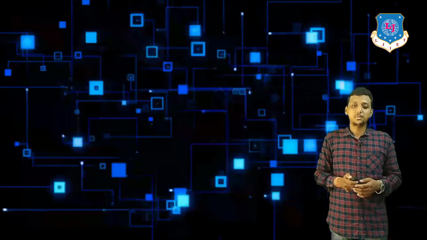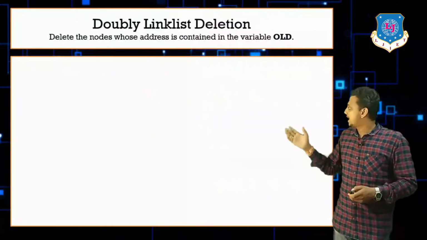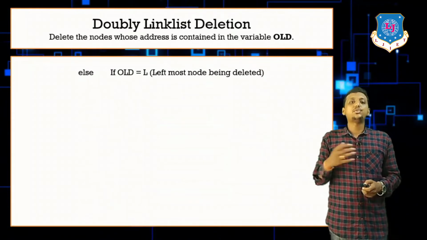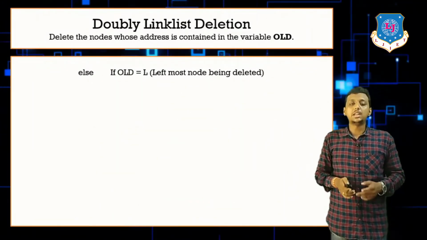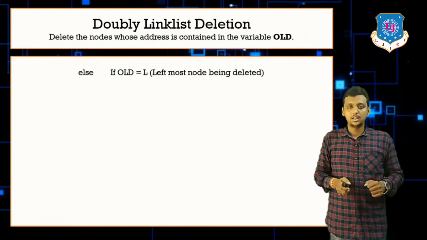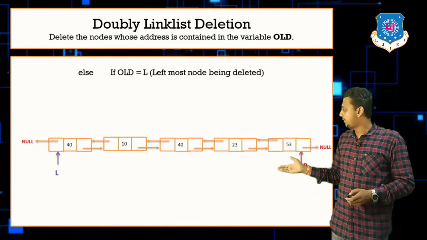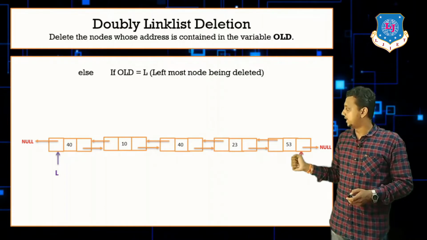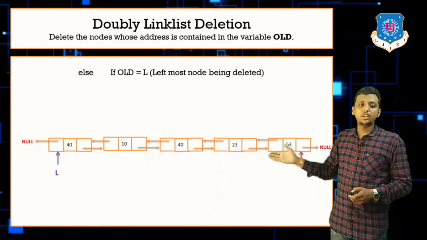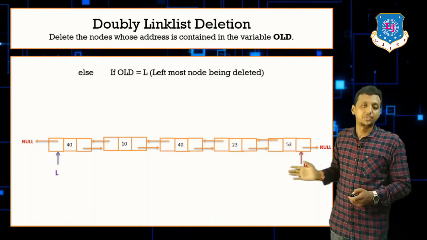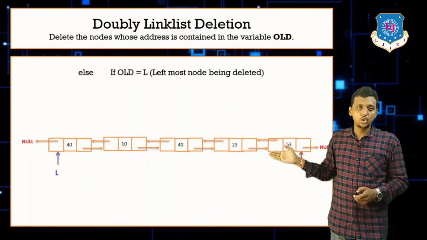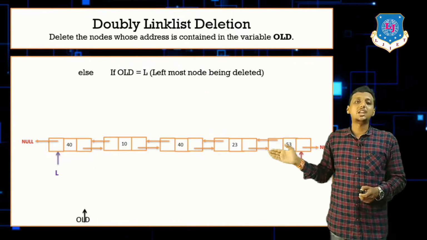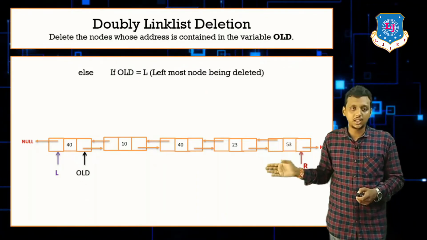Now, next step. Students, the next condition is that if we want to delete the leftmost node, that means old is equal to L. So let's draw a figure of a doubly linked list. Here it is, my doubly linked list, with values like 40, 10, 40, 23 and 53. Right now my L pointer is pointing at the first node. I want to delete the same, that's why old is also pointing at that node.